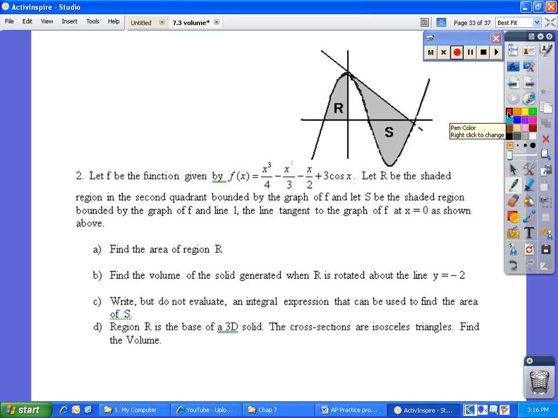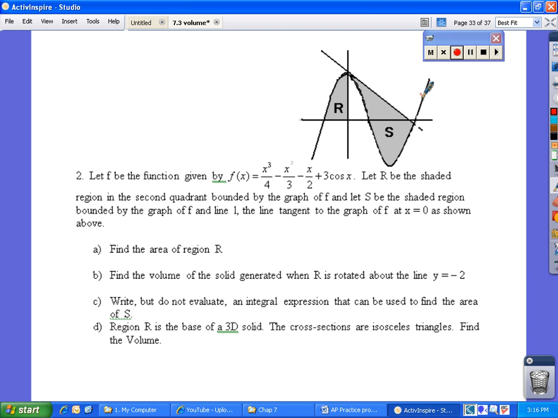Okay, so here we have f, which is this crazy-looking function, and it makes R, which is the region in the second quadrant, bounded by the graph of f and line L, tangent line of the graph as shown. So this is line L, and the first problem that I noticed was they don't even give you the equation of L, and we actually are going to need it later on. So when I talk about line L, which is this red line that comes down, we're going to have to find the equation of that line.